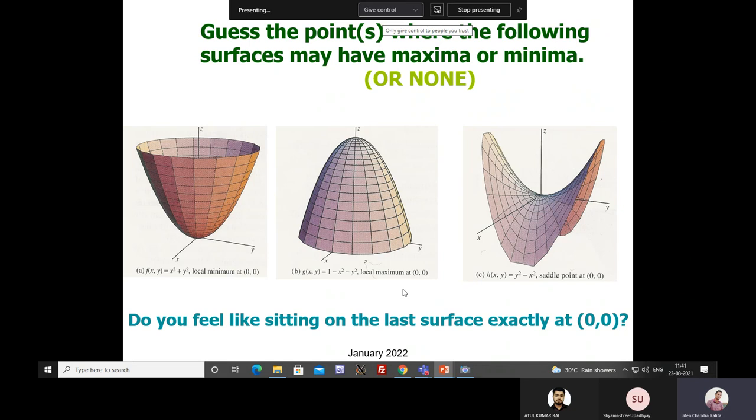But an interesting thing here is that for this particular surface, which has been constructed from the function y squared minus x squared, the adjustment or the accommodation is such that you can probably sit here. Okay, fine. So I'll again come back to, you feel like sitting there. Now let us see this scenario. What do you see here?